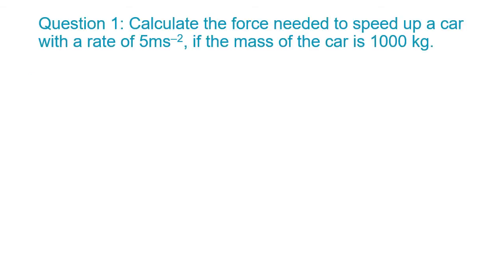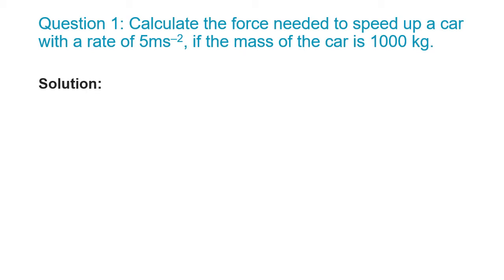So we have question 1. Calculate the force needed to speed up a car at the rate of 5 meter per second square. Now s raised to minus 2 means meter upon second square. The mass of the car is 1000 kg. I hope you understood the numerical. We want to increase the velocity at a constant rate.